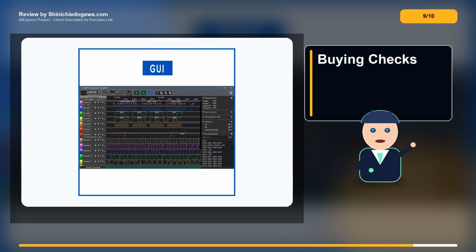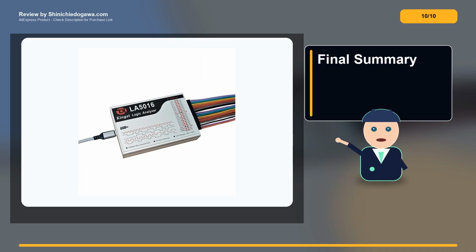When checking the technical specs, ensure that the 500 megasample rate meets the requirements of your fastest bus. For most standard projects involving Arduino, Raspberry Pi, or STM32, this performance level is more than adequate for professional-grade debugging and diagnostic tasks.